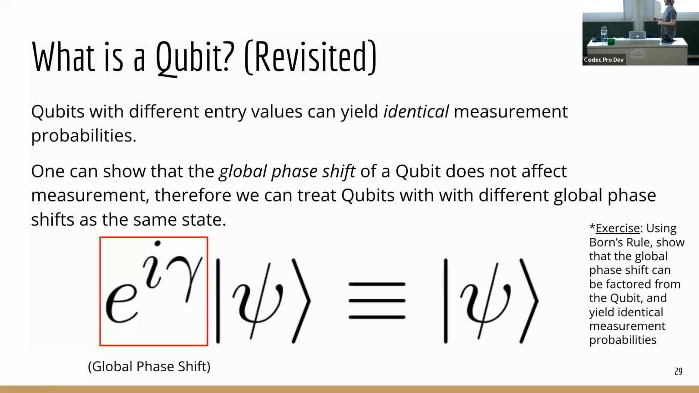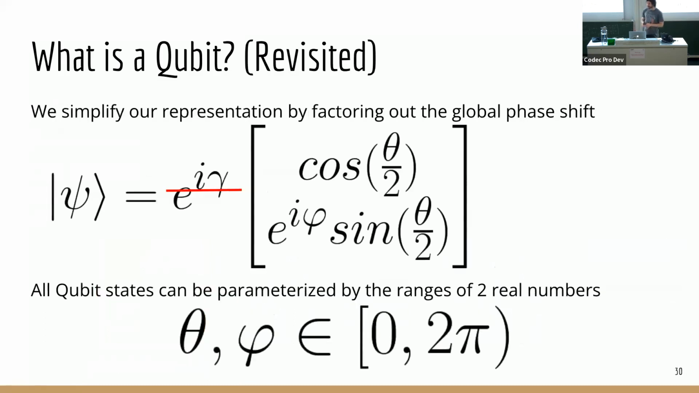I leave it to you as an exercise to show that this global phase shift has no impact on the measurement probabilities. You will have to use Born's rule to prove this. So we can make our representation a little bit simpler. We can simply factor out this global phase shift, this e to the i gamma that was present in our previous parameterization of the qubit.